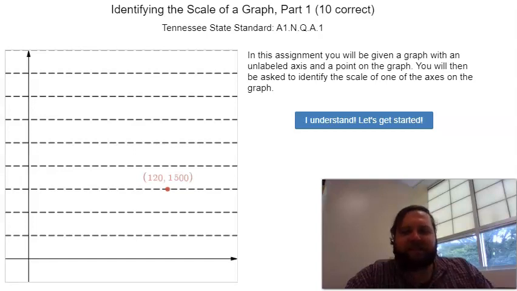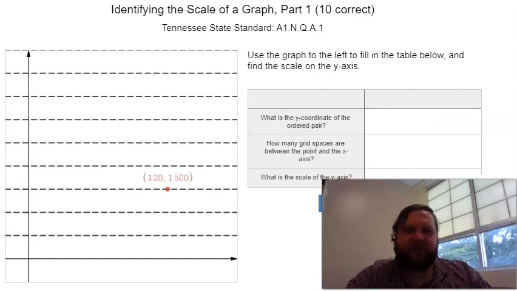So in this assignment, you'll be given a graph with an unlabeled axis and a point on the graph. You will then be asked to identify the scale of one of the axes on the graph. So with that under our belts, let's see what this looks like, shall we? Use the graph to the left to fill in the table below and find the scale of the y-axis.